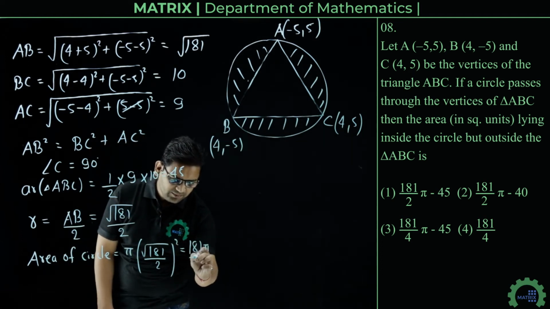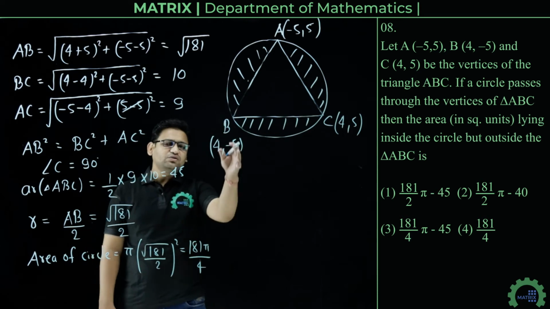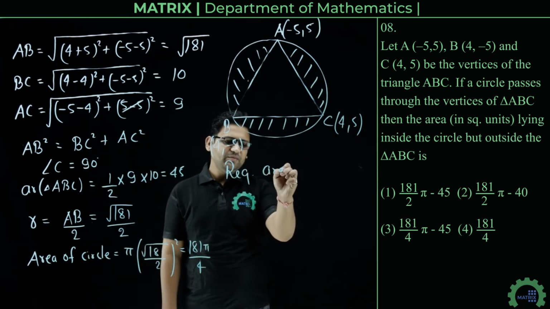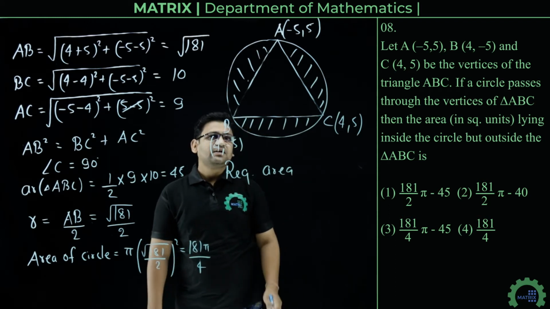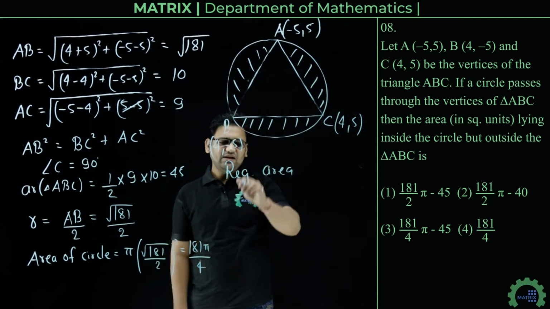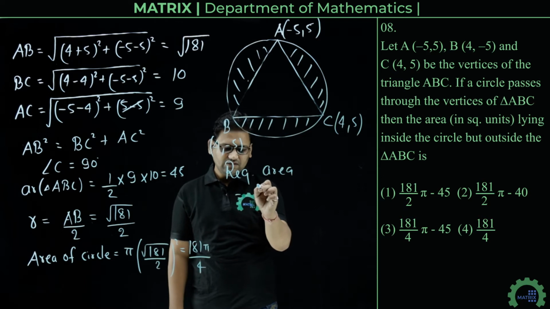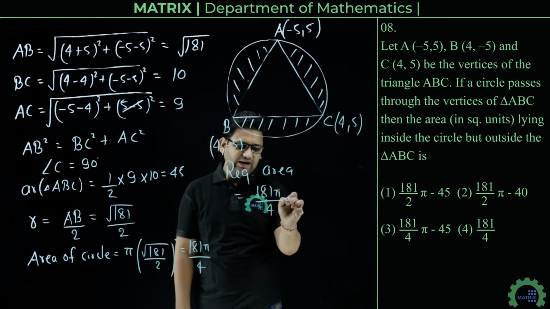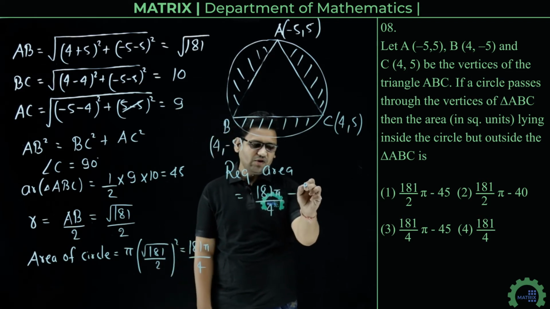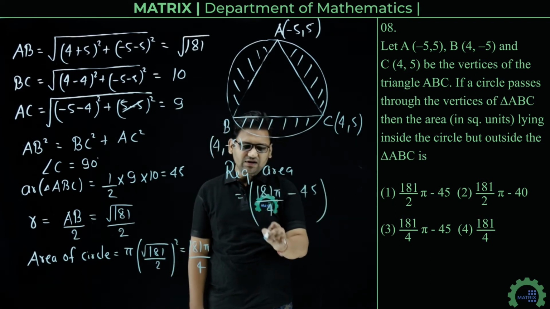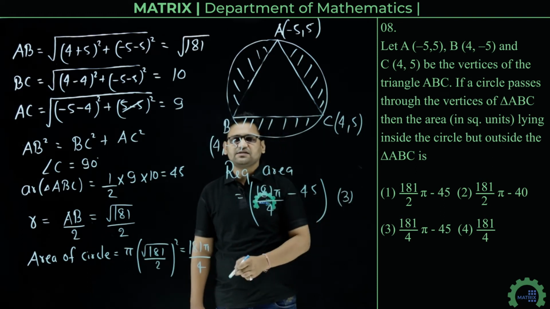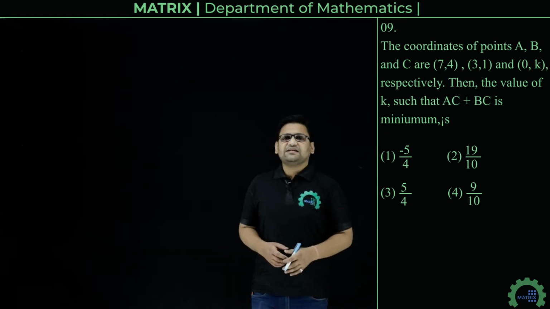181 pi by 4. So the required area will be area of this circle minus area of triangle. Area of circle is 181 pi by 4, and minus area of triangle is 45. So this is our answer, which is option number 3. So option 3 is the correct answer. Okay, let's see the next question.